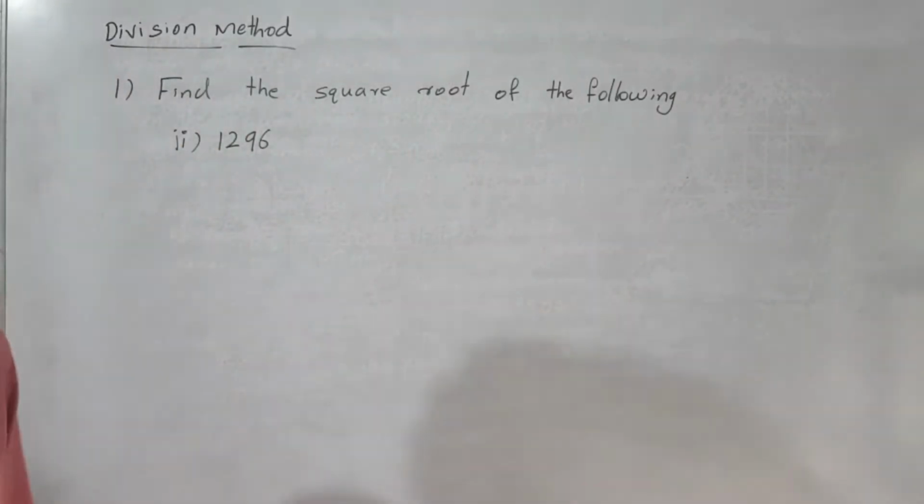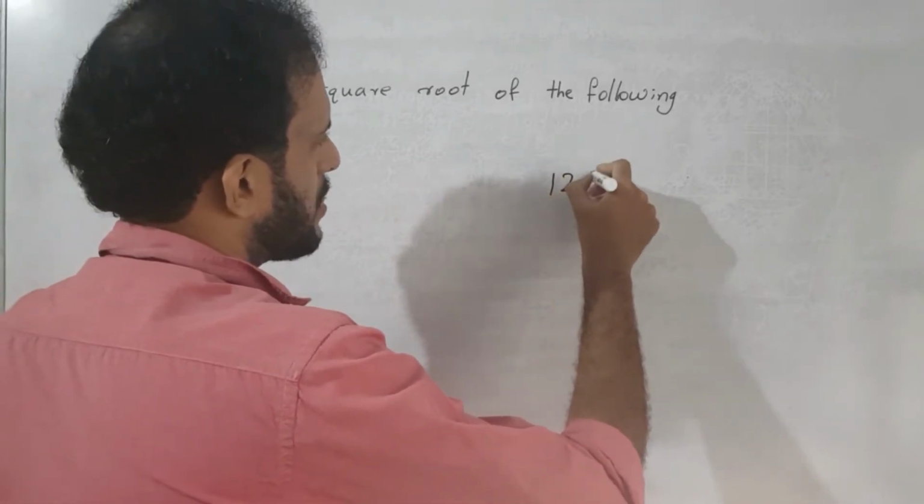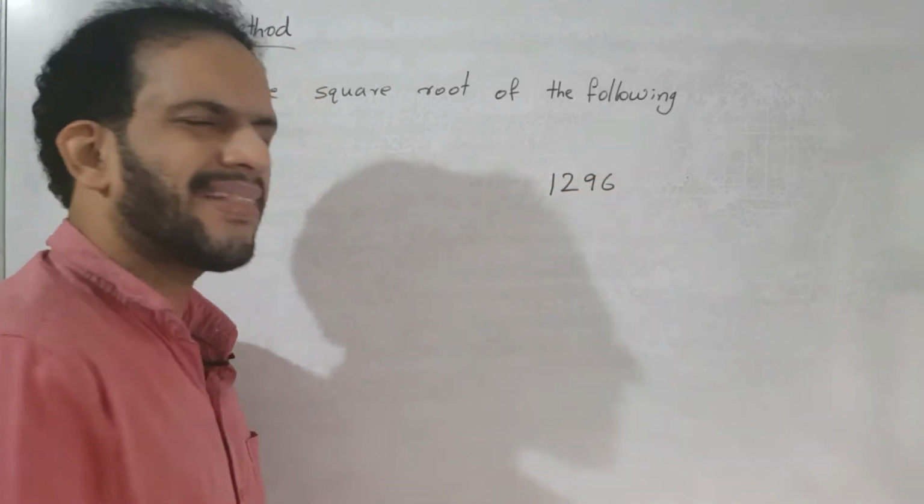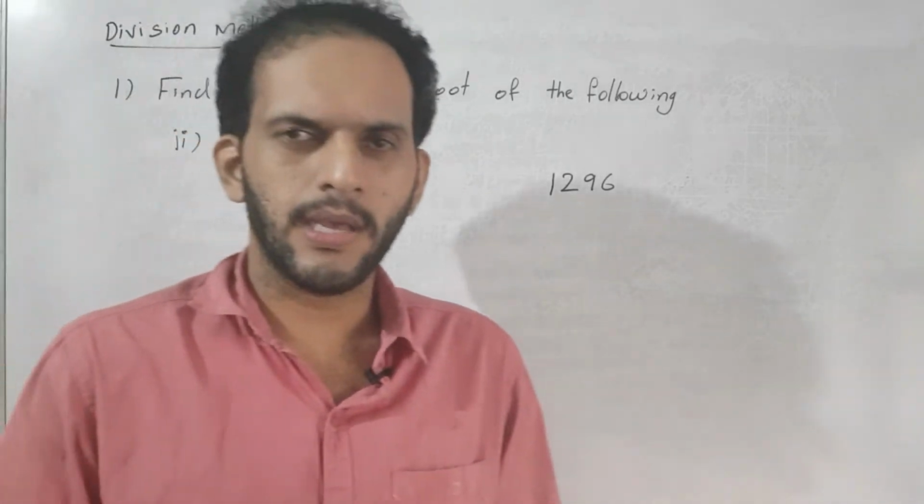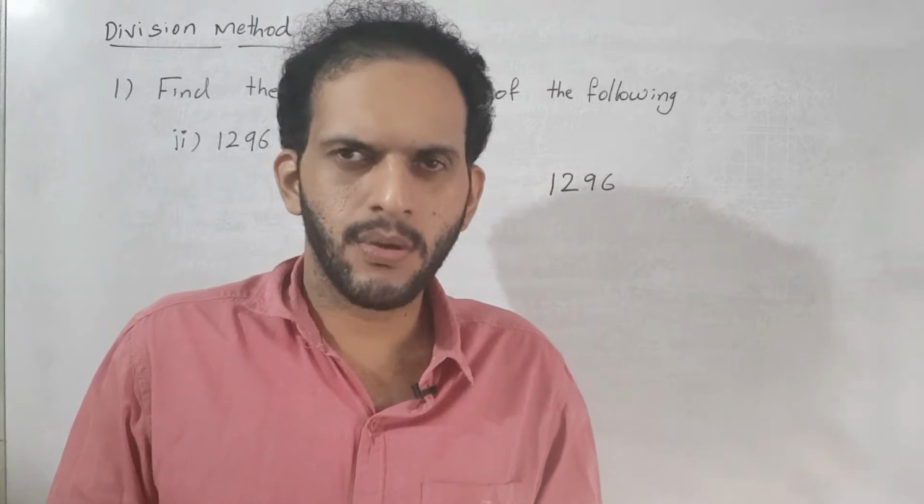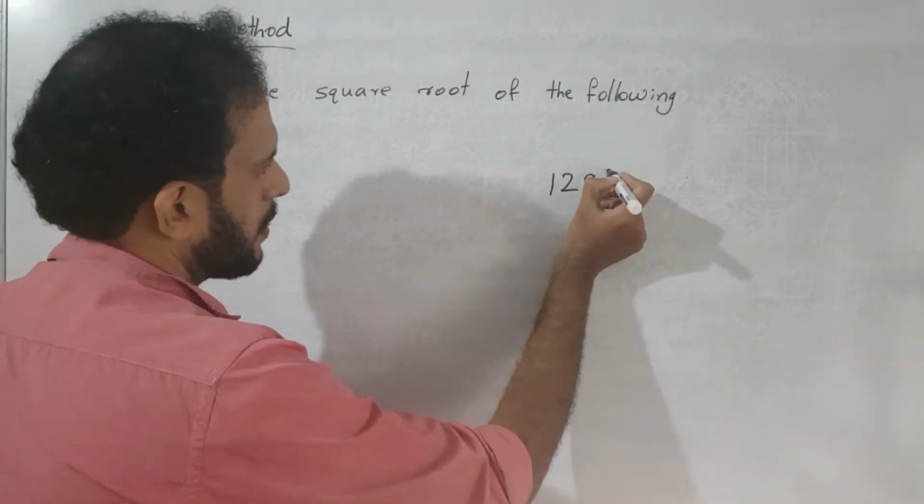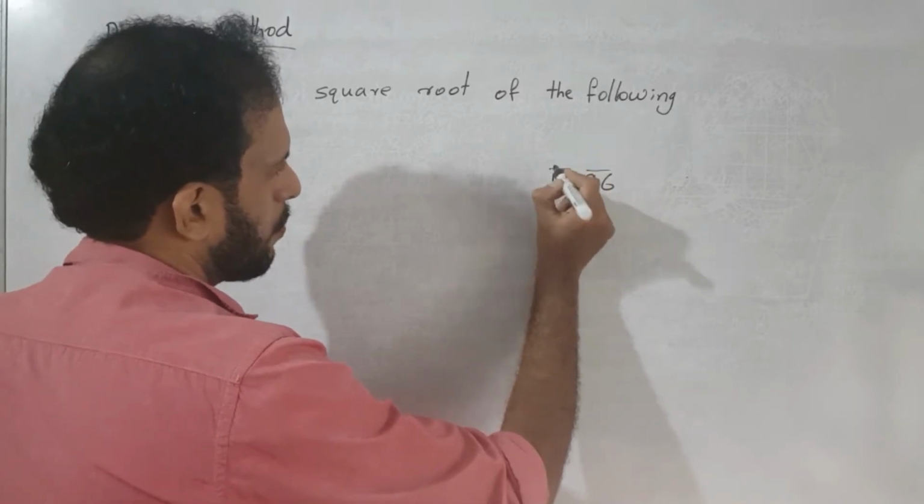So what is our first step? The first step is to pair the digits of the number. Okay, pair the digits of the number. From where are we starting? We start from the ones place. So from the ones place we start to pair, putting a bar, then one pair and two pair.